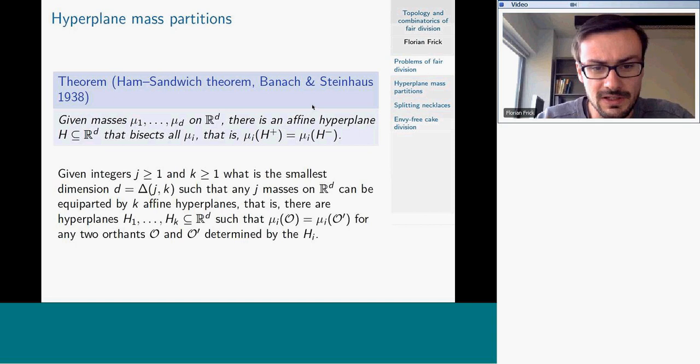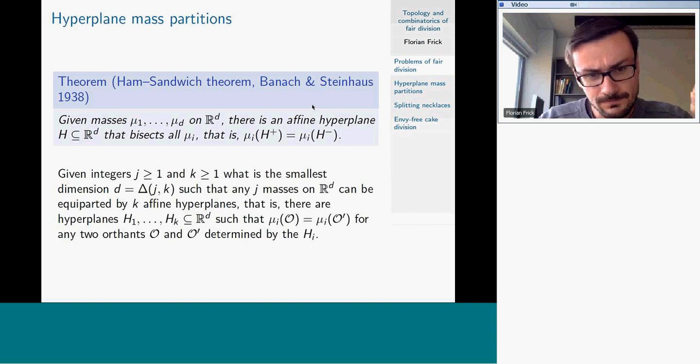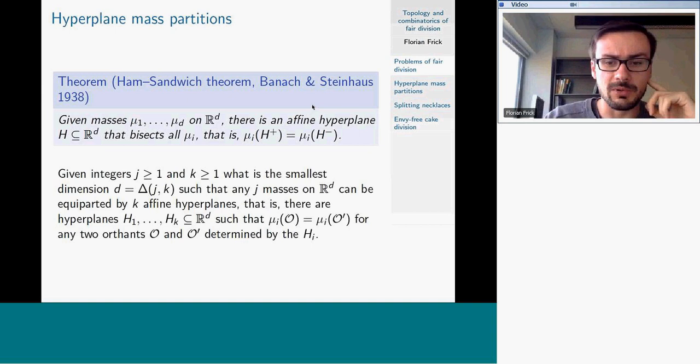So, guess what's the next natural thing to ask? Well, how about more hyperplanes? If you have, let's say, j masses and k hyperplanes, now you want to equipartition the j masses by k hyperplanes, where equipartition means, well, k hyperplanes determine 2 to the k orthants. Some of them might be empty, but we want every orthant to have the same measure. Here the input is j and k, and the output is the dimension. What's the lowest dimension where this equipartition result is possible? So that's one of the problems of fair division.